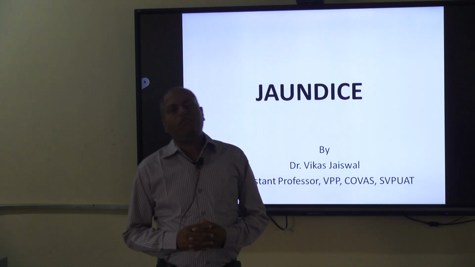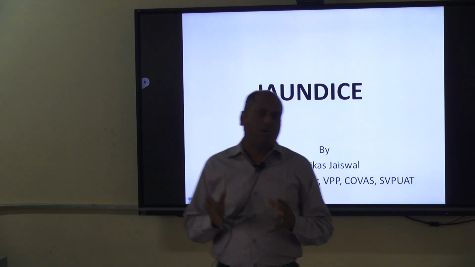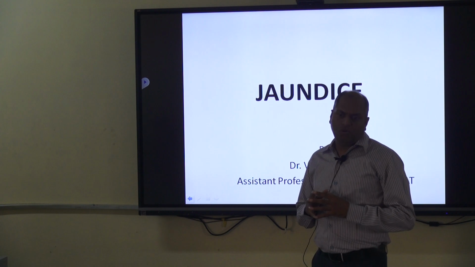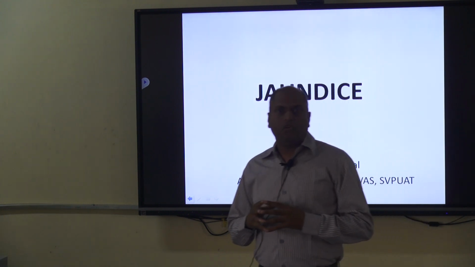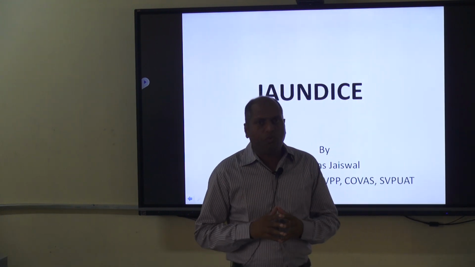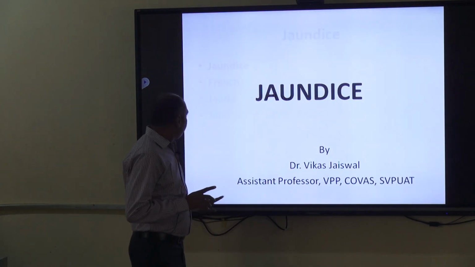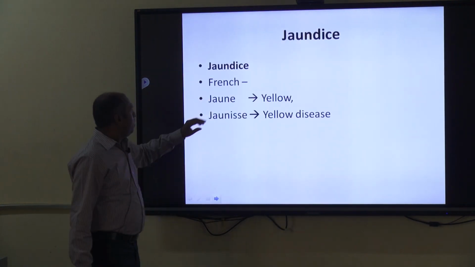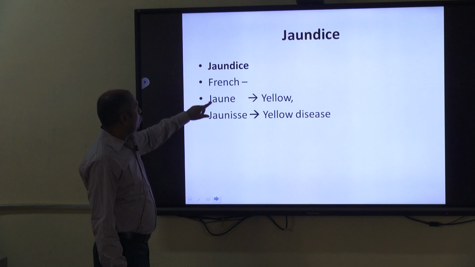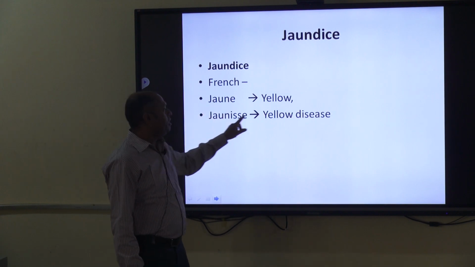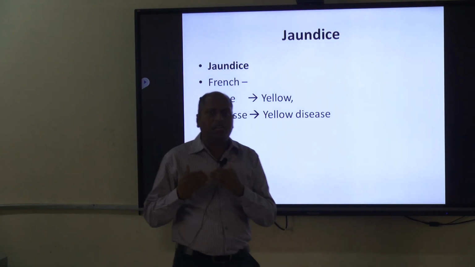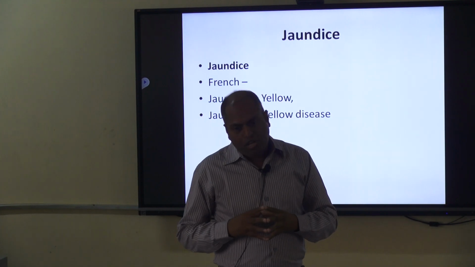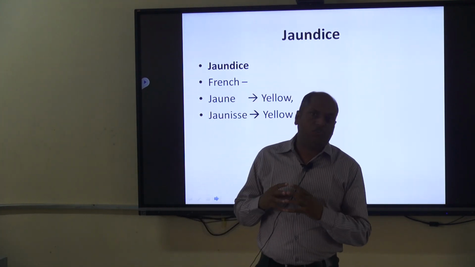Morning students, today we are going to discuss one of the very important topics, and it is also very interesting. So we are covering today jaundice. So what is jaundice? Basically it is a word derived from the French word jaune, meaning yellow. Jaundice means yellow disease, something related with yellow color.